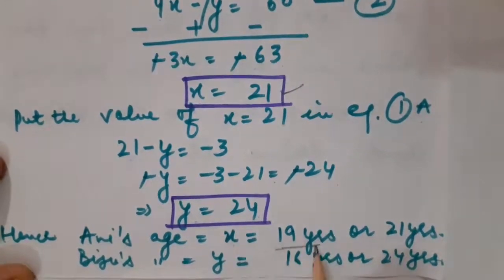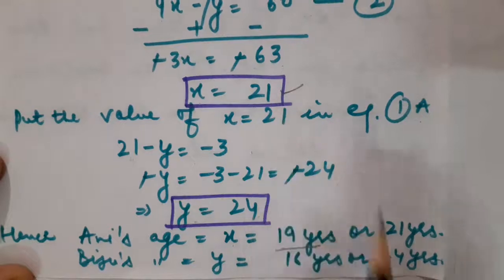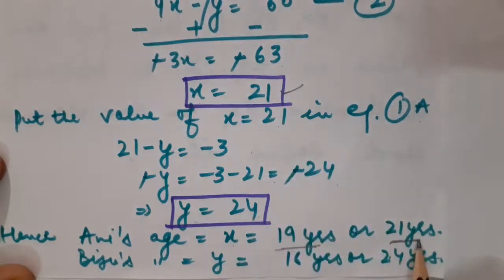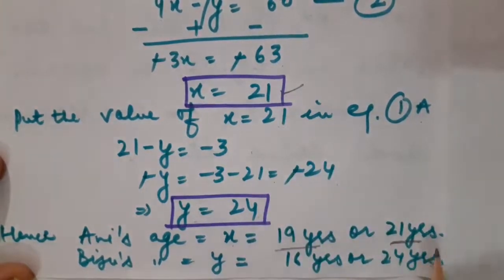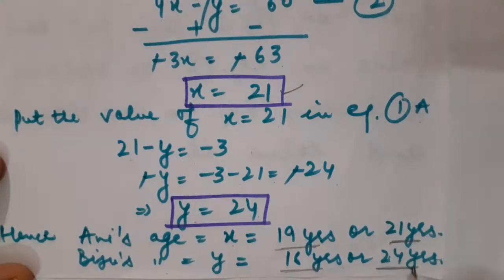That was 19 years. But in case 2, his age is 21 years. And in case 1 only, in case 2 it was 21 years. Now Biju's age. In case 1 it was 16 years. And in case 2 it was 24 years.